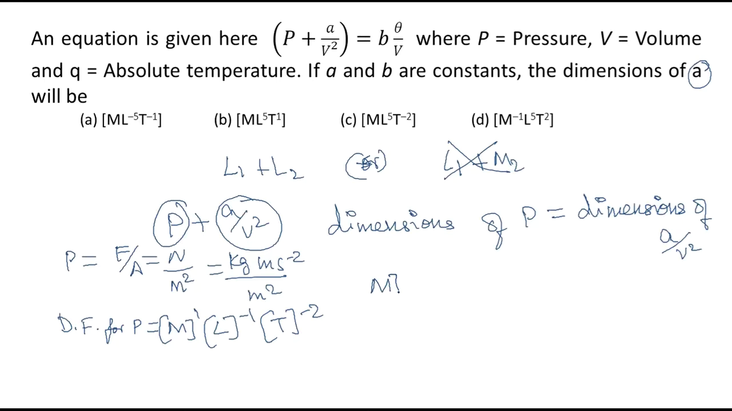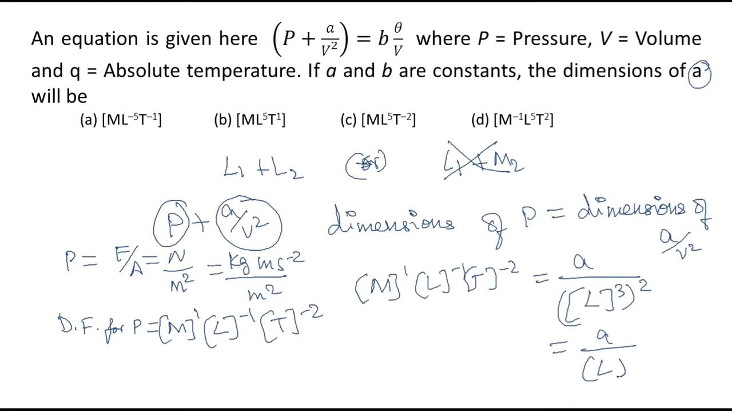So on substituting here, M power 1 L power minus 1 T power minus 2 is equal to dimensions of A by V square. The dimension of V is nothing but L cube, whole power square. So A by L power 6, equal to M power 1 L power minus 1 T power minus 2. On solving this, A is equal to M1 L power minus 1 plus 6 T power minus 2. So we get L power 5. This is the answer.